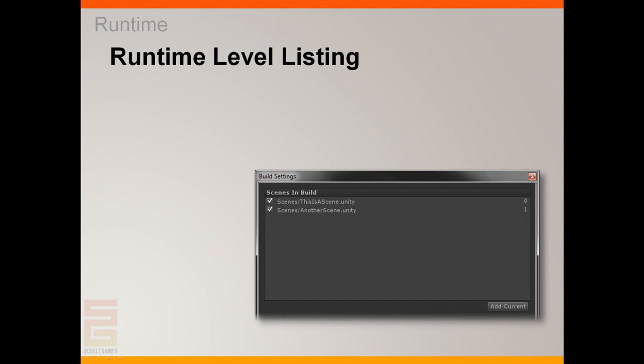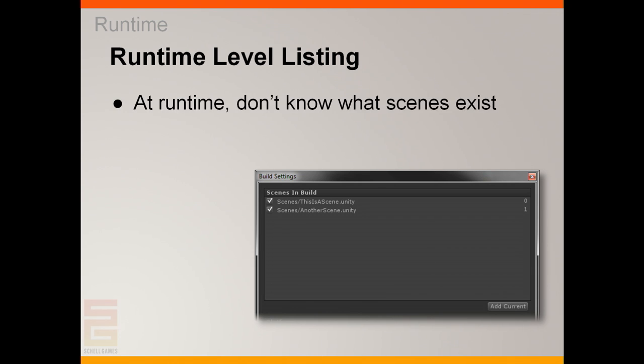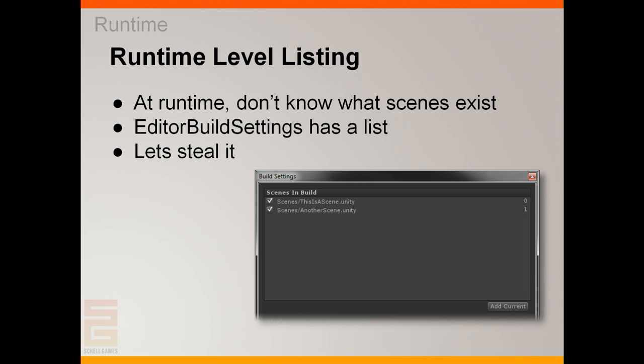The other thing that's kind of annoying at runtime is that you don't have any availability of what levels are in your scene. I already talked about earlier how I think it's kind of weird that there isn't a scene type, but there really isn't much information about scenes once your game's running at all. And it's kind of annoying because you know at editor time, you drag and drop them or add them all into the editor build settings. So the editor build settings has a list, so let's steal that list.